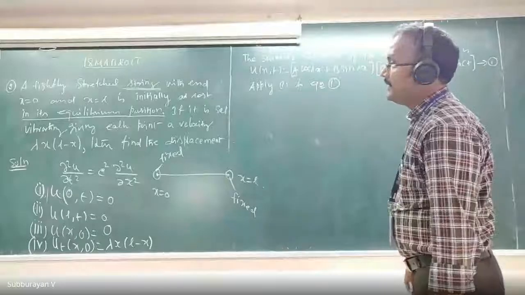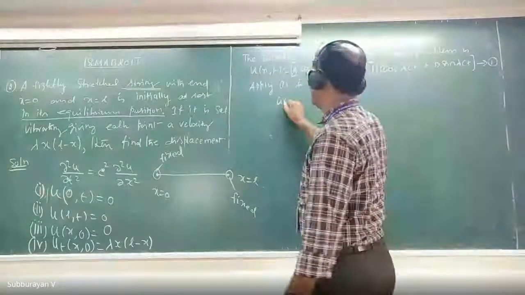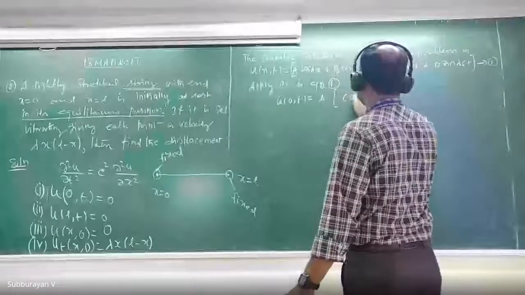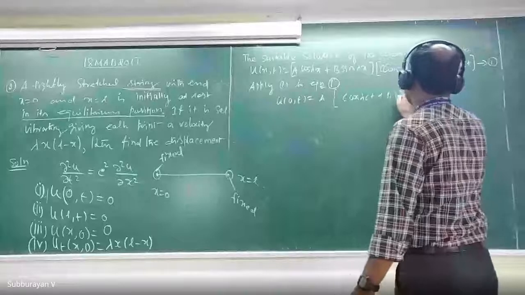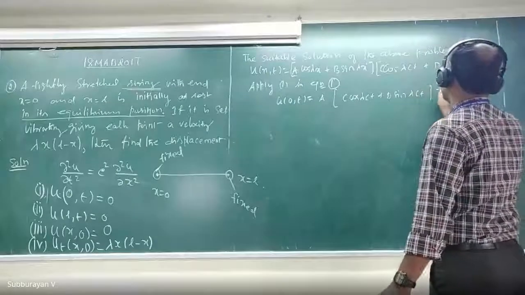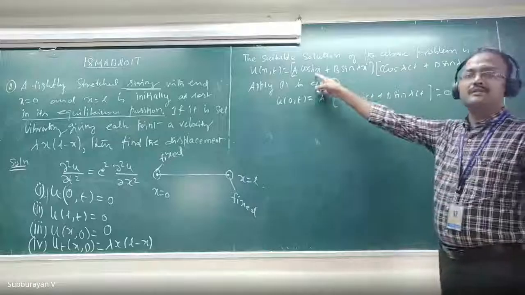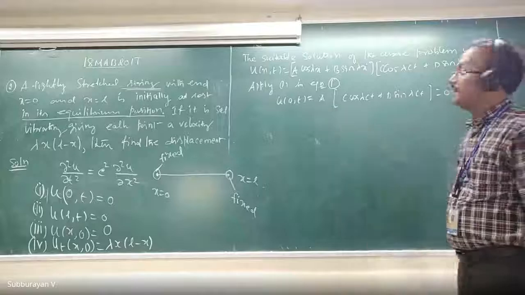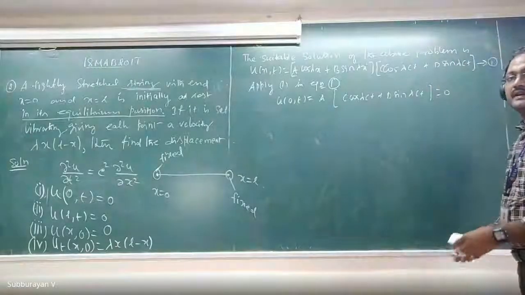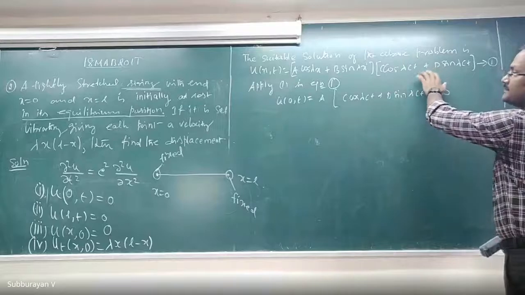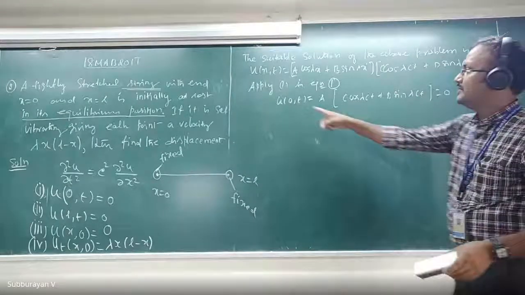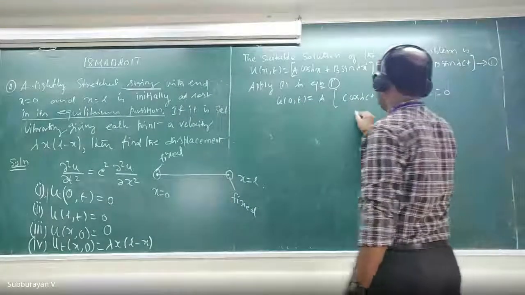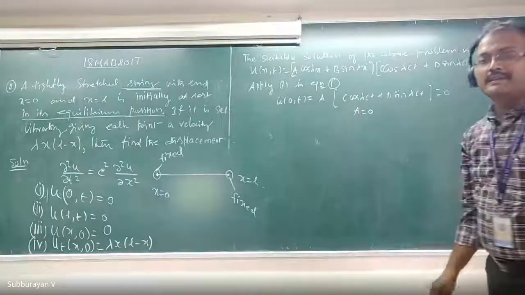What will I get? If I substitute x equal to 0, that is u of 0 comma t, which is equal to a into c cos lambda ct plus d sin lambda ct, that is equal to 0. If I substitute x equal to 0, cos 0 is 1 and sin 0 is 0, so b will not appear here. But this product equals 0 because u of 0 comma t equal to 0. Hence a must be 0.